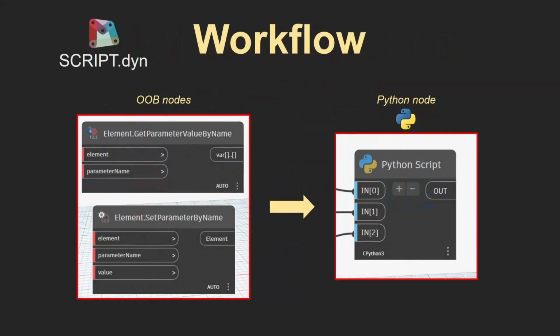Today we are going to explore how to read and set parameter values. The objective of this workflow is that we are going to combine these two out-of-box nodes into one Python script. For those who are familiar with Dynamo, with the node Element.GetParameterValueByName, we get the value of the parameters, and with the other one, Element.SetParameterValueByName, we set the parameter value of that element. With this script, we are going to include these two nodes into one Python script.